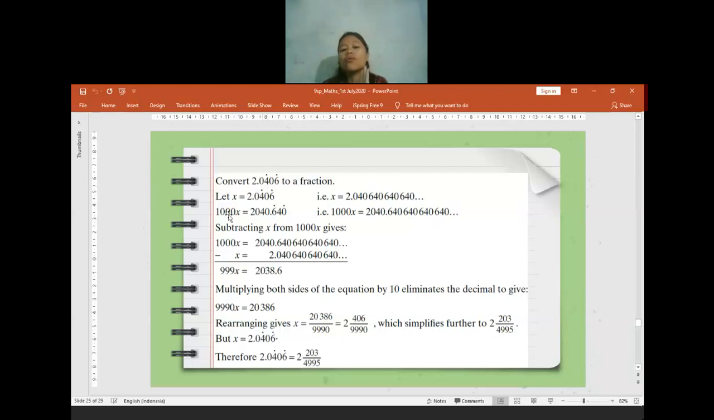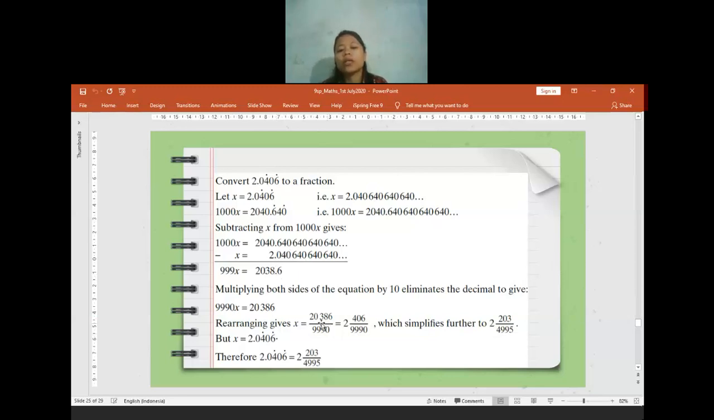So we need to find 1000x. We just need to multiply the x by 1000. And then after that, we write it in order from the smallest to the highest. And we do subtraction and simplify it. I got 999x equals 2038.6. So yeah, we can multiply it by 10 because there is a decimal in it.